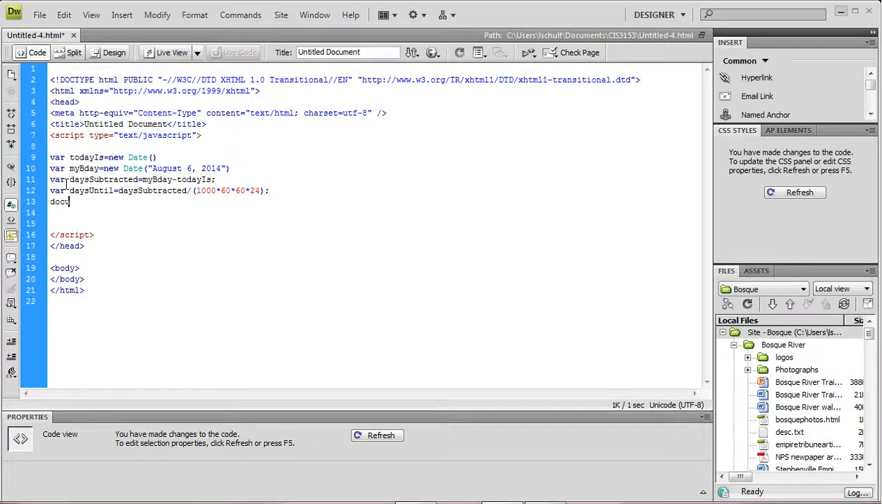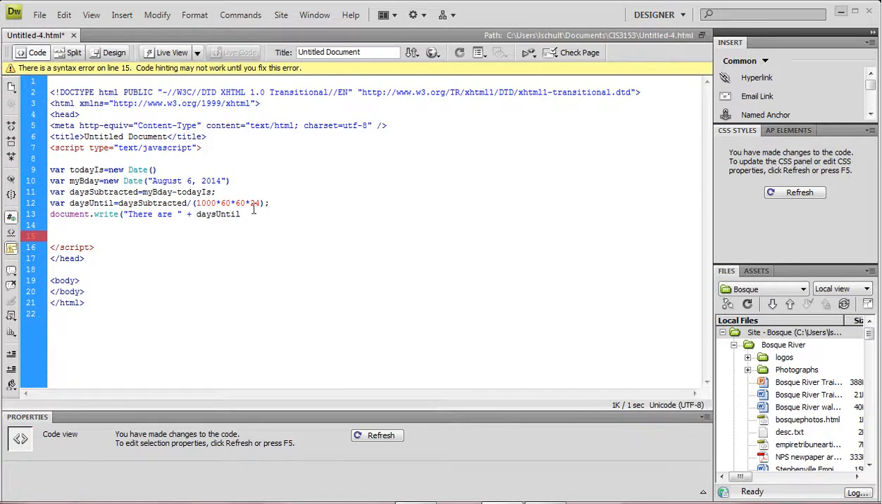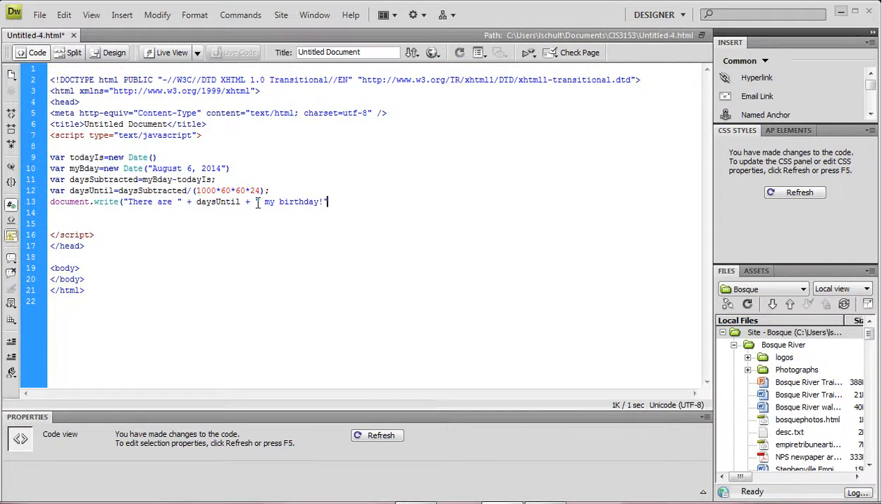And so all we do again is document.write our output. "There are " plus days until, forgot my plus sign there, plus " days until my birthday." And so what it'll do is it'll do our calculation. Notice that I'm selecting the date in the future and subtracting the current date from that, doing the conversion to get it into days, and then outputting that in a concatenated sentence.